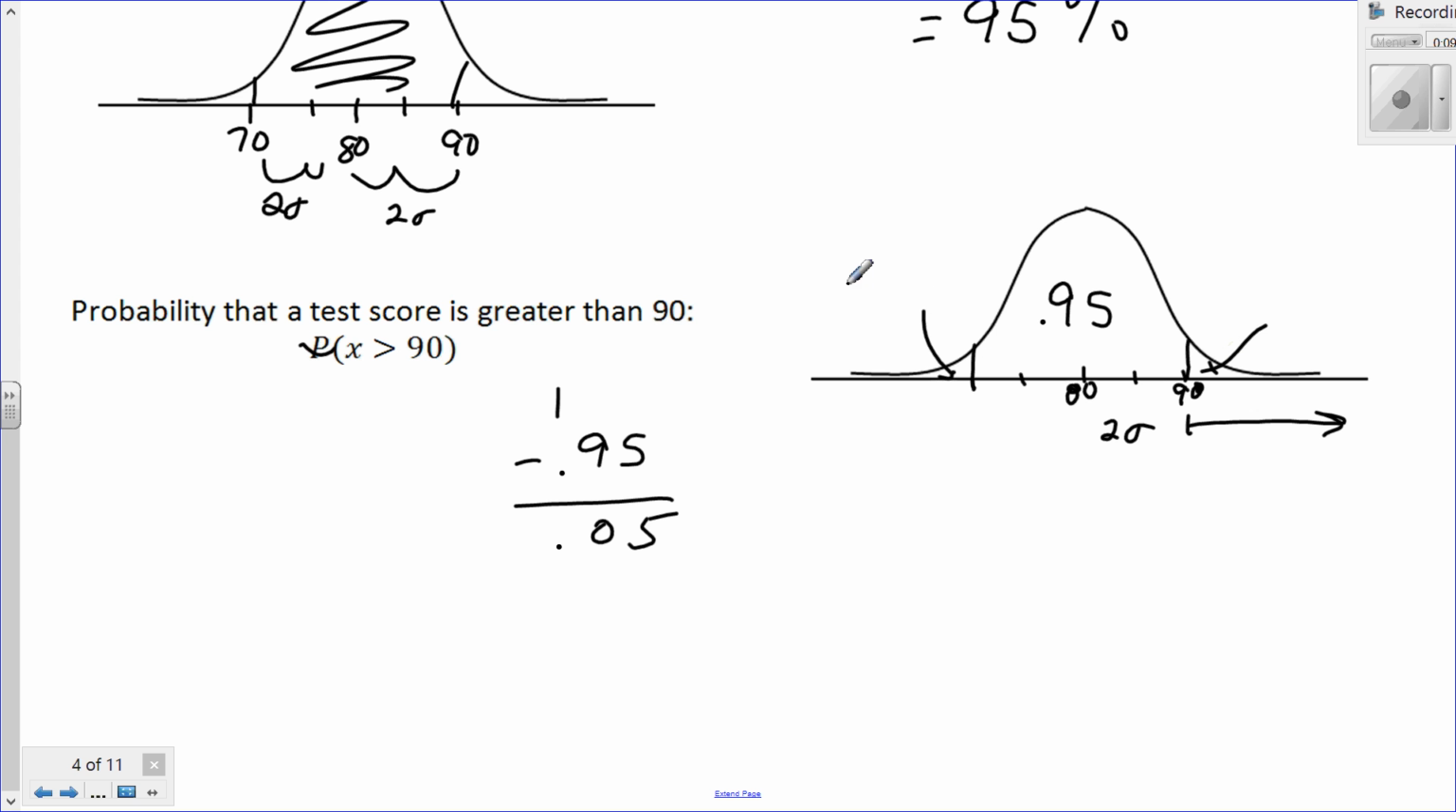So this area is half of 5%, and this area is half of 5%. So this part of the area, of the total area under the curve, which is 1, is half of 5%. So 0.025 or 2.5% is the probability of a test score being greater than 90.